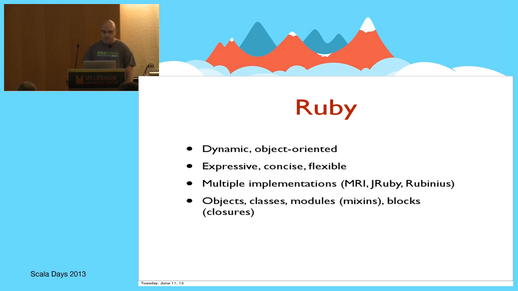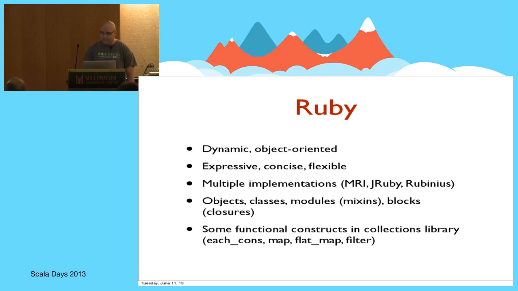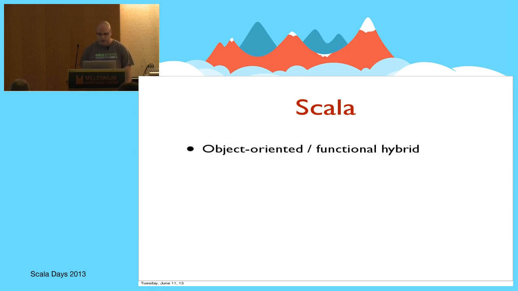So at its core, Ruby has objects, classes, and modules that are used for namespacing, but mainly as a way to provide mix-ins. And it does have blocks, or what we would call in Scala functions, anonymous closures. The collections library has a few methods that would get you to think that there is functional programming at its core, but not quite. There's each_cons, flat_map, filter, but it's not quite how you would do it in a functional language. Flat map means something a little different in the Ruby collections library.